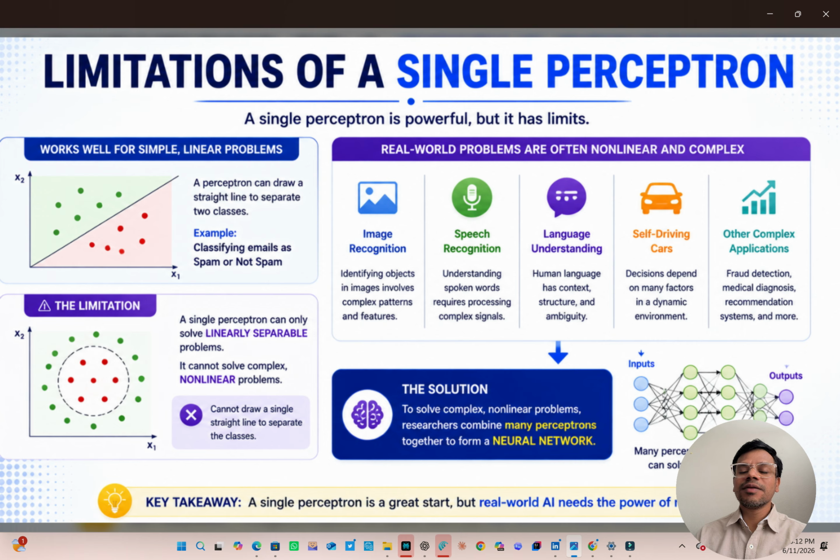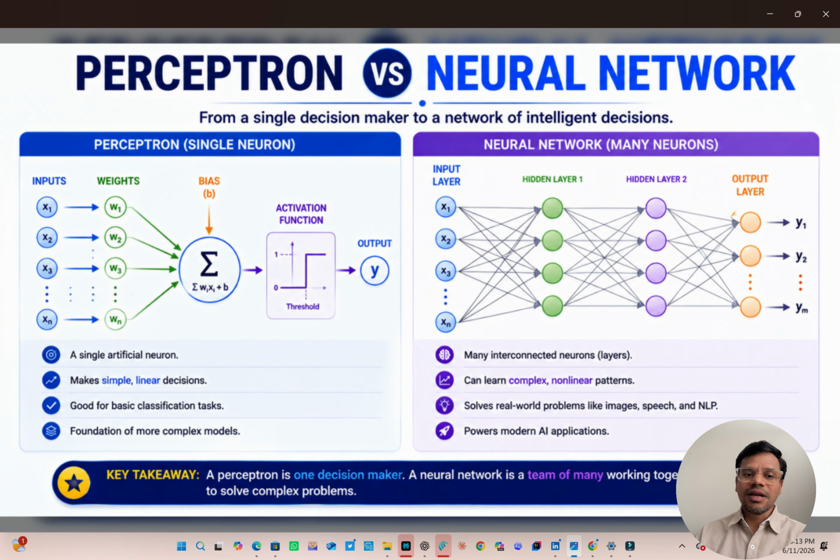These limitations became one of the biggest challenges for early AI researchers. Fortunately, researchers discovered a solution. Instead of using one perceptron, they combined many perceptrons together, and that led to the creation of neural networks. That's where neural networks started, right? Now we have learned about the perceptron and neural networks, and now we learn about the perceptron versus the neural network. Let's compare a perceptron and a neural network. Let's look at these diagrams. The perceptron is a single artificial neuron. A neural network contains many interconnected neurons.